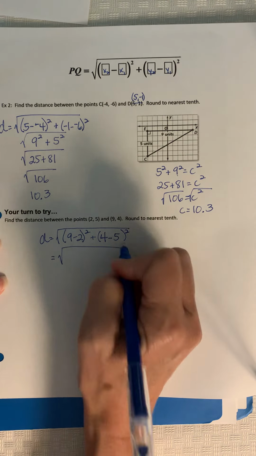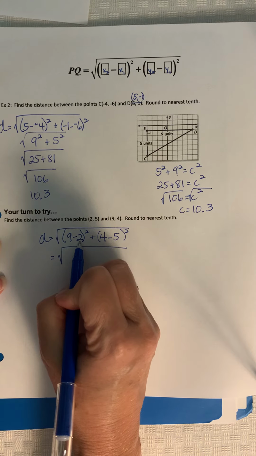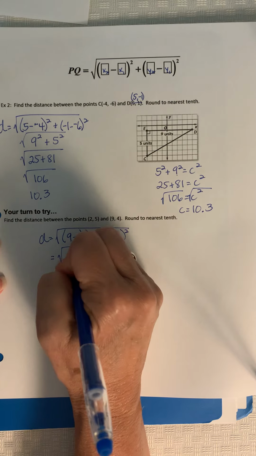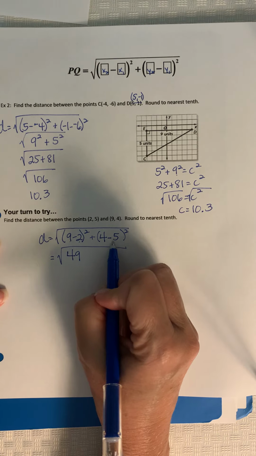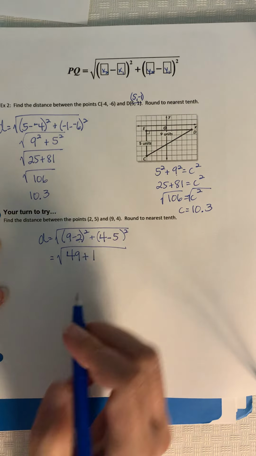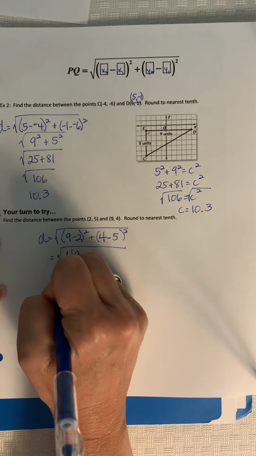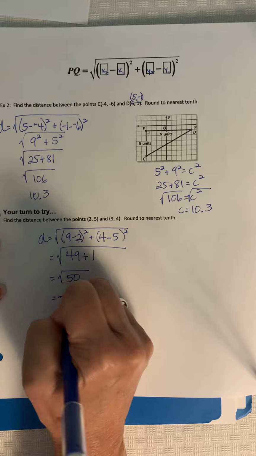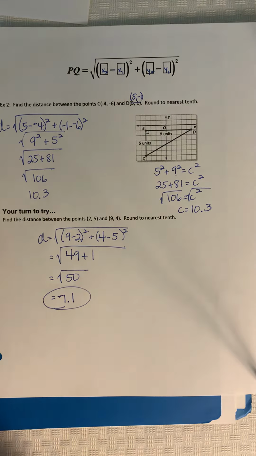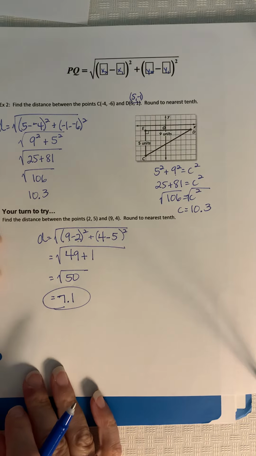So when we look at this, we know 9 minus 2 is 7. 7 squared is 49. We know 4 minus 5 is negative 1. Negative 1 squared is 1. So we have 49 plus 1 is square root of 50. I've done this on my calculator already. So I know we're going to get 7 1/10. And that is it. Thank you.